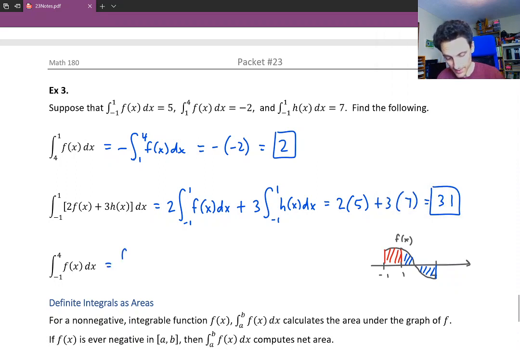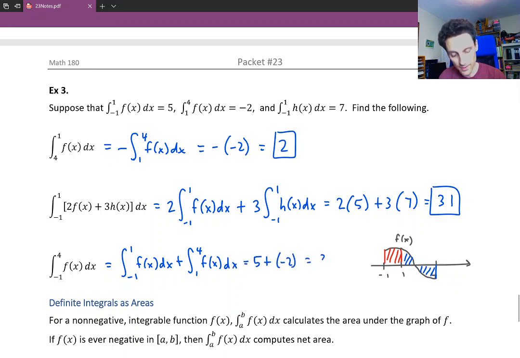Let's do that work right here. So this area from -1 to 4 is equal to the area from -1 to 1 plus the area from 1 to 4, which is 5 plus -2, which is 3. Again, by area, we're talking about net area here.